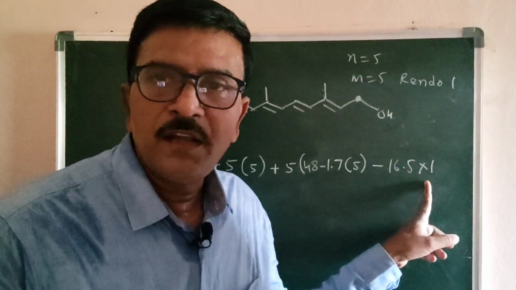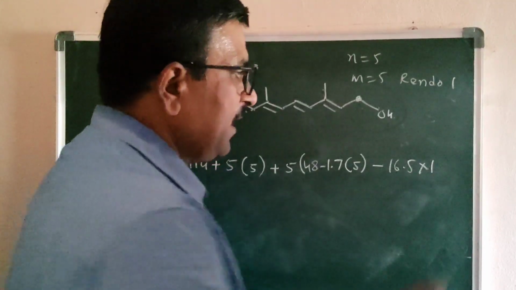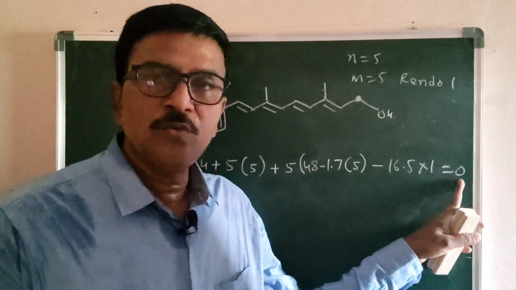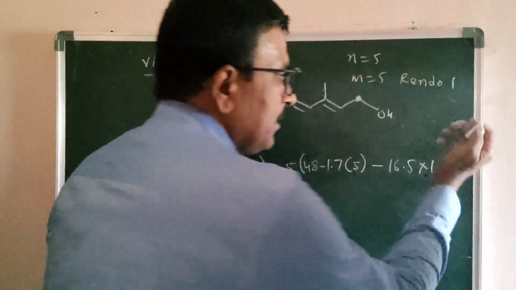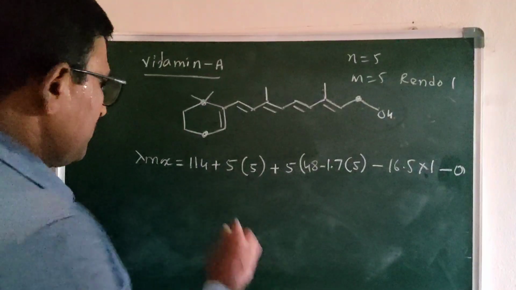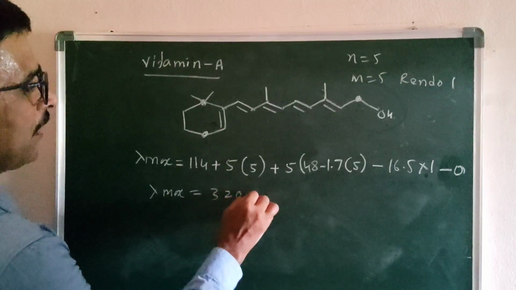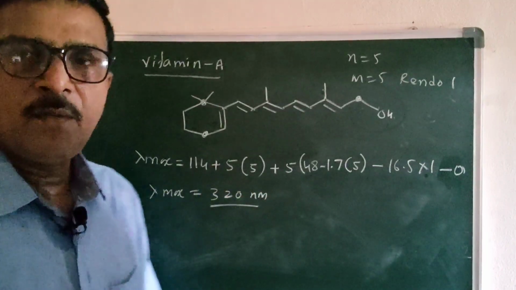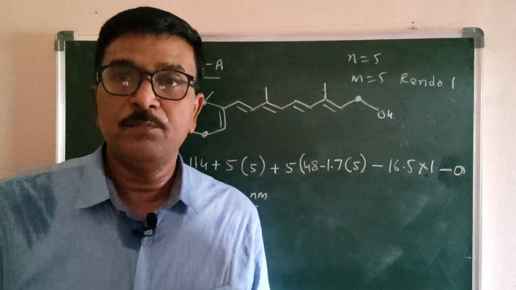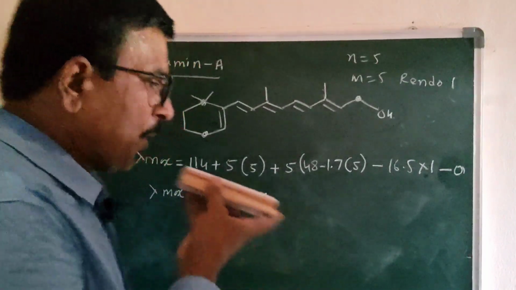Endocyclic double bonds are 1. Its effect is 16.5 nanometer, so 16.5 into 1, minus 0, since exocyclic double bonds are absent. That is, exocyclic double bonds is 0. Its contribution is 0 because it is absent. So the lambda max becomes 320 nanometer. In this way we can calculate the absorption maxima for polyenes. Let us take some other examples.